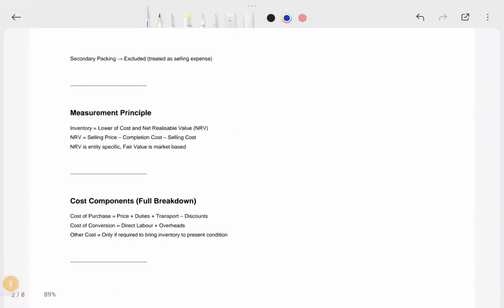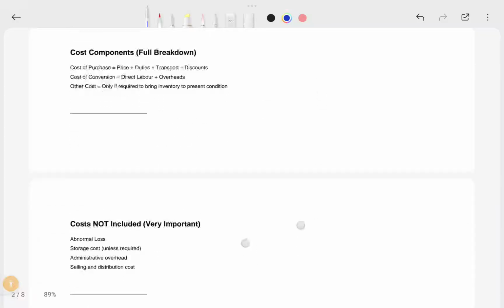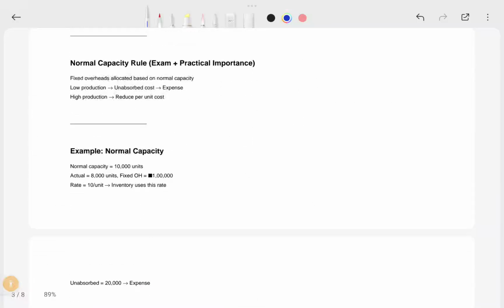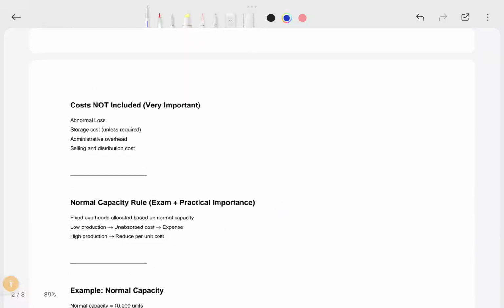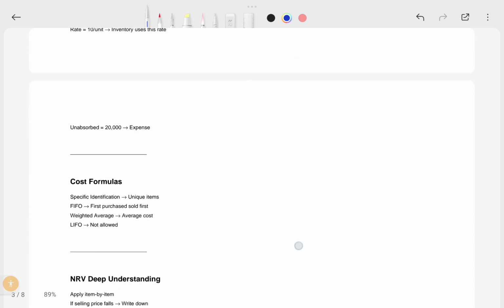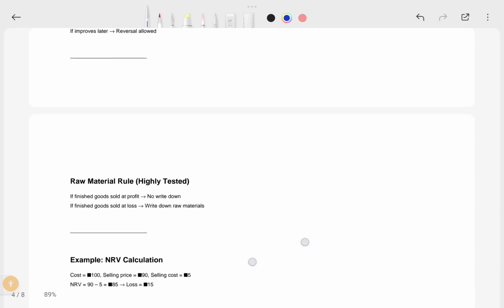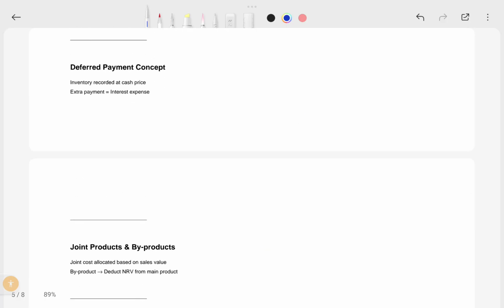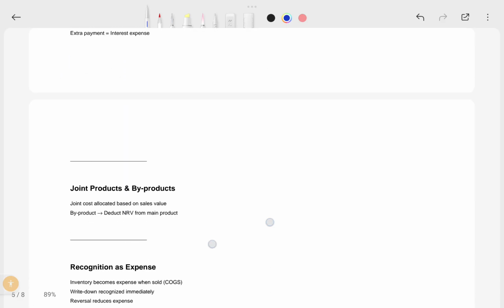And then, if you miss that concept, you will completely lose the marks from inventory. Five or six marks will come from inventory in general, so you may lose them if you miss the complicated problems in inventory. Now there are two more concepts in this inventory. One is the deferred payment concept and the second one is joint products and byproducts.